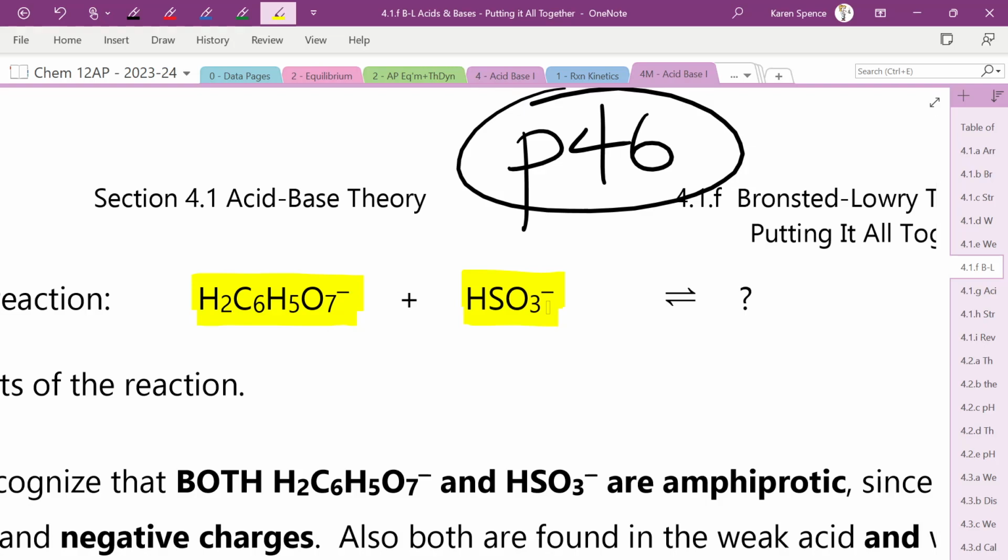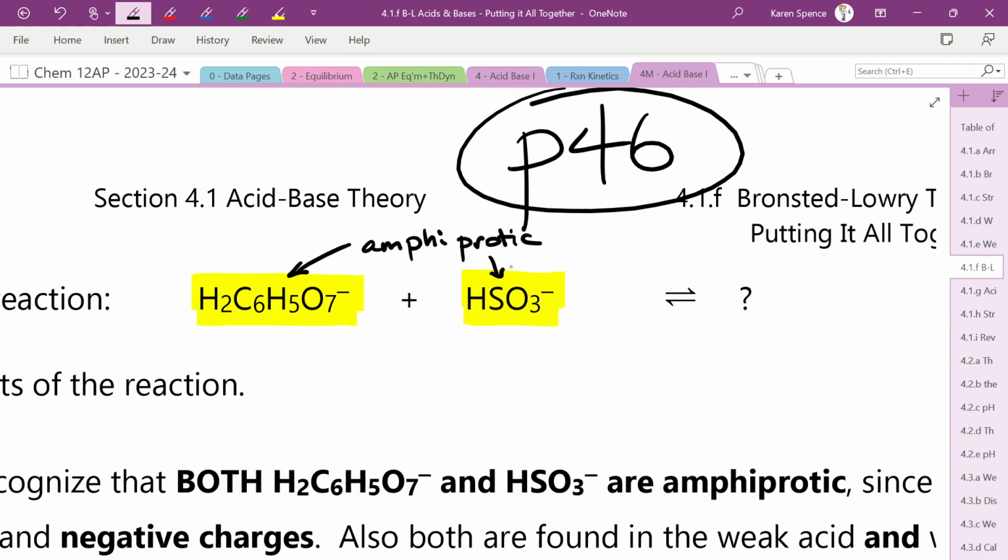They are both amphiprotic. So how are we going to decide who is going to act as the acid and who is going to act as the base? It was pretty obvious before. The acid had an H and the base did not. But who's going to give the proton and who's going to receive here? Whichever acid is stronger.